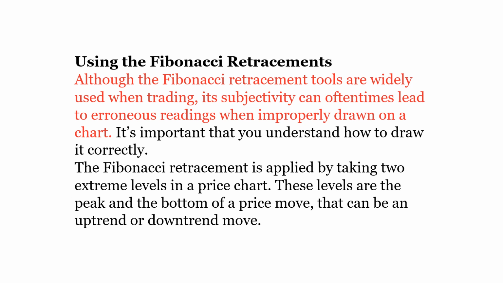The Fibonacci retracement is applied by taking 2 extreme levels in a price chart. These levels are the peak and the bottom of a price move that can be in an uptrend or a downtrend move. When the Fibonacci retracement tool is applied, Fibonacci levels are shown as horizontal lines between the peak and the bottom. These 5 horizontal lines represent possible support and resistance levels. It is important to mention that these Fibonacci retracement levels should be seen as support and resistance areas and not as hard support and resistance levels.